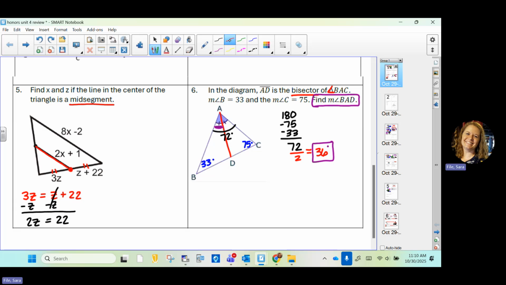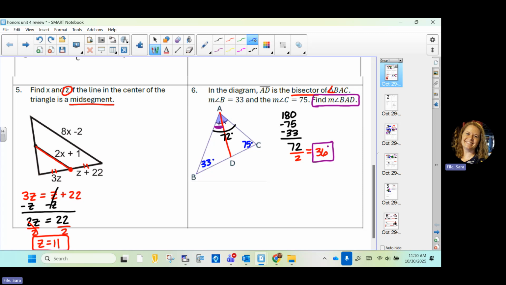Divide out the coefficient. So I get z equals 11. Did they ask us to find z? Yes, that was one of the questions, but it's only part of it. We also have to find x.